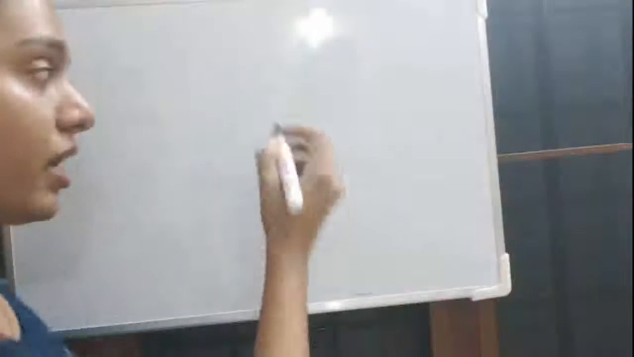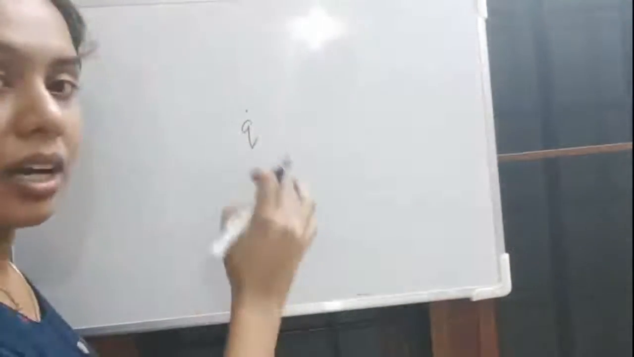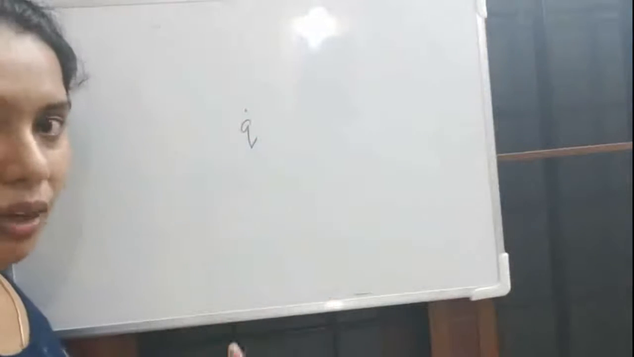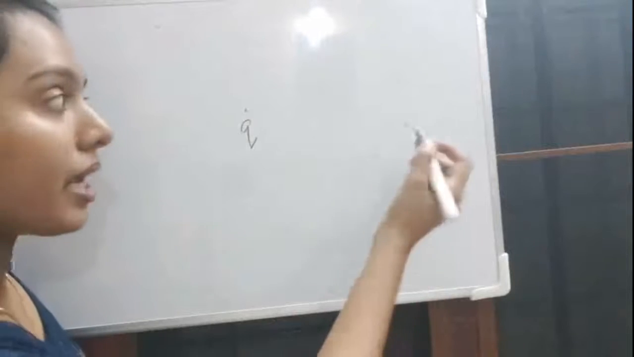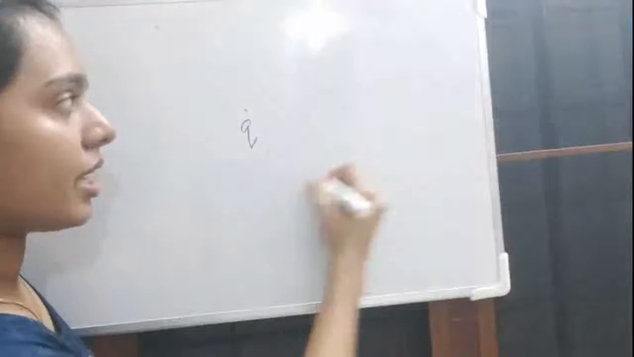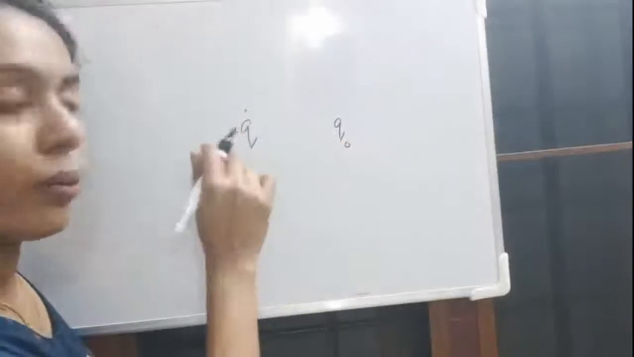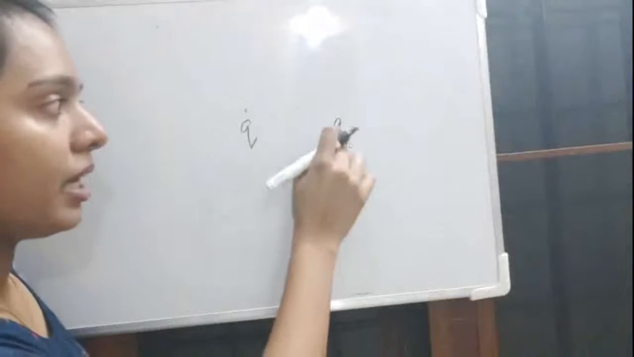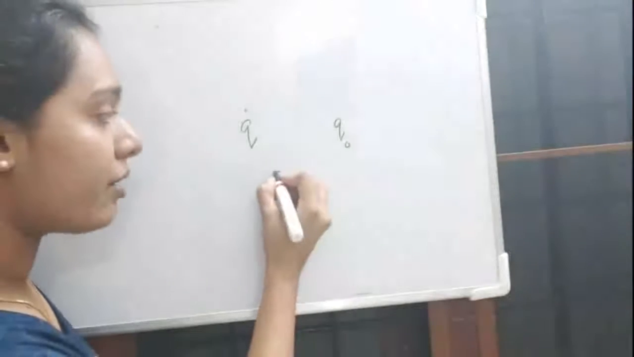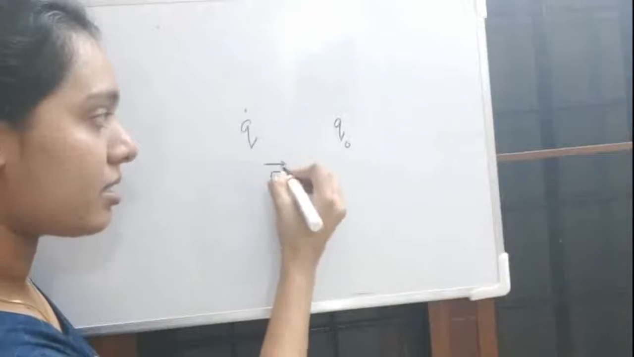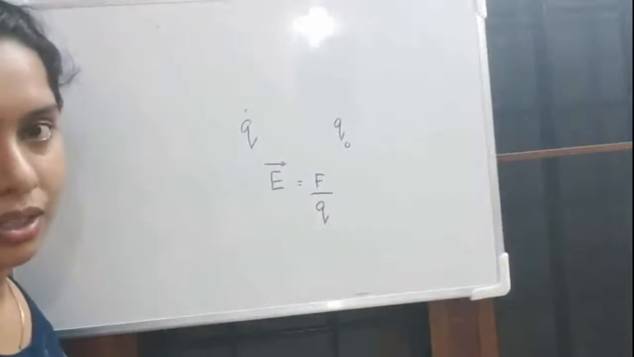That is, if we have a charge here and around that charge we have an electrical environment, its effect can be understood by bringing another charge to this electric field. If we bring another charge Q0 to its field, what will happen? This charge will experience a force, and we define electric field as the force experienced by a unit positive charge.